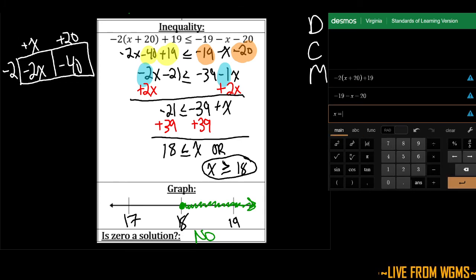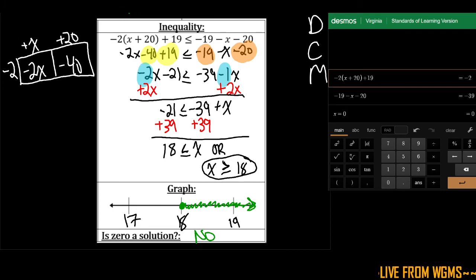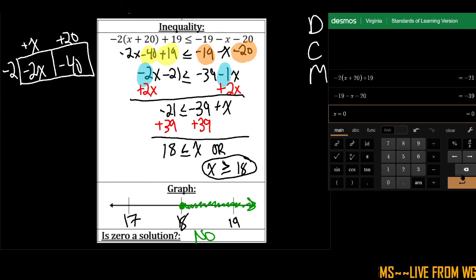So if we type in x equals 0, we know that, hey, since this value of -21, it should be less than or equal to -39, which it is not, and so we know that x equals 0 is not a solution. However, maybe something like if we typed in x is 20, if x is 20, we'd say, hey, yeah, that first line is less than our second line. So again, when you're using that Desmos calculator, be very mindful of what you are typing in and what you need to have.